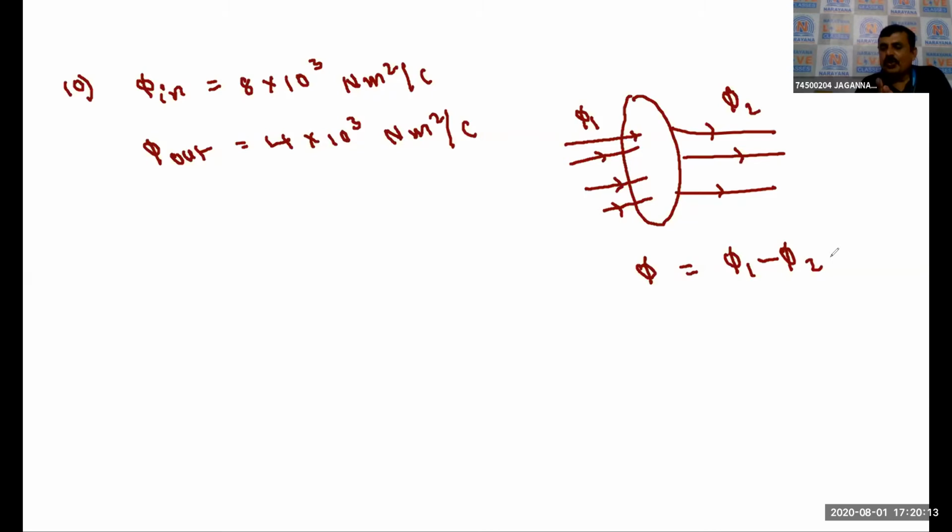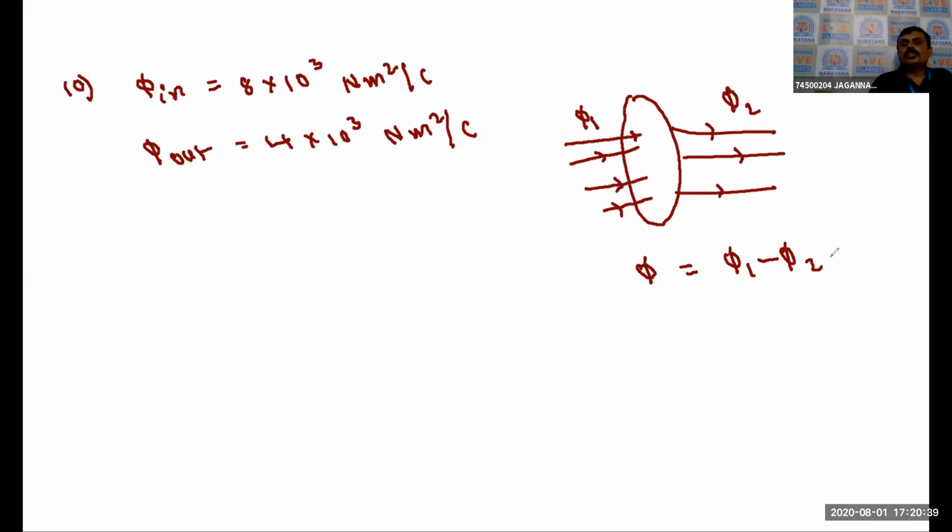If these two electric fluxes are equal, that is, the entering electric field lines and leaving electric field lines are equal, then the entering electric flux is equal to the leaving electric flux. Then how much electric field will be produced? Nothing, 0. The net electric flux due to that closed surface is 0 if both are equal.